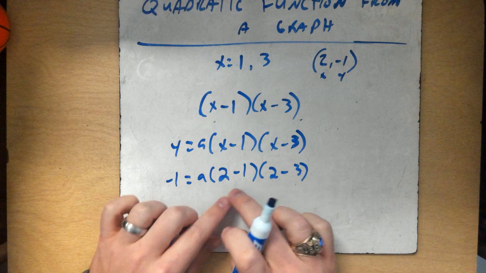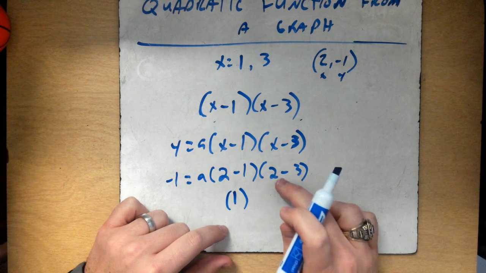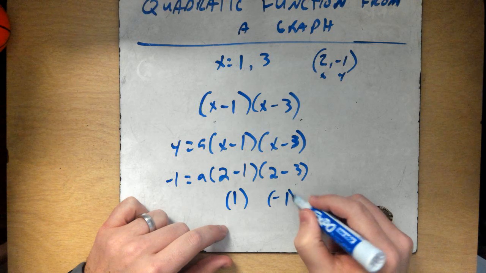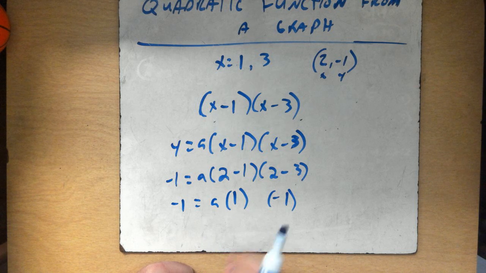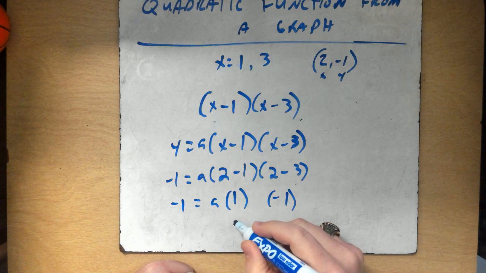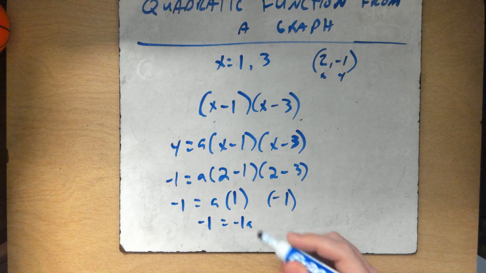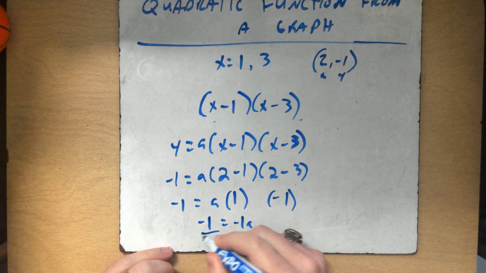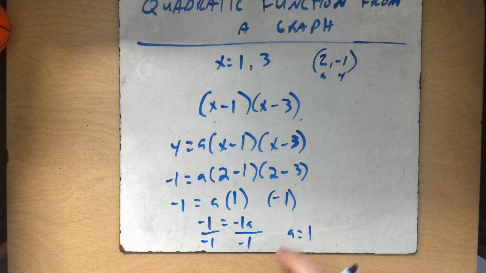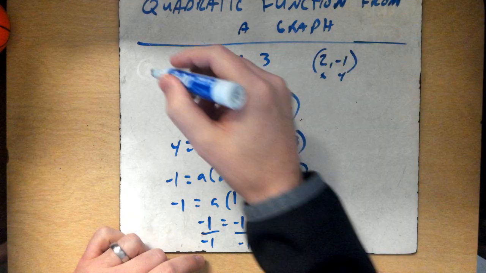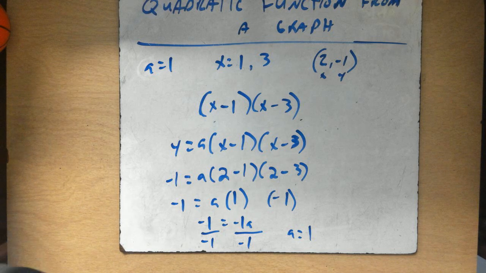So we're solving. We're doing the parentheses first. 2 minus 1 is 1. 2 minus 3 is -1. Bring my a down, bring my -1 down. Multiply the two together. 1 times -1 is -1. A comes down with it. Last step, I'm dividing by my -1 on both sides, and my a equals +1. So a is +1. I'm going to write that up here, a equals 1.